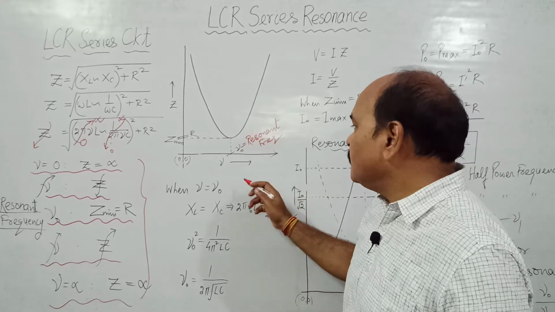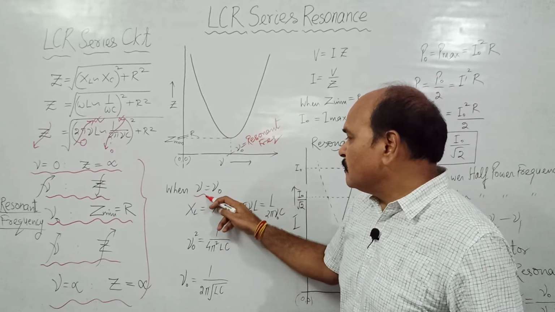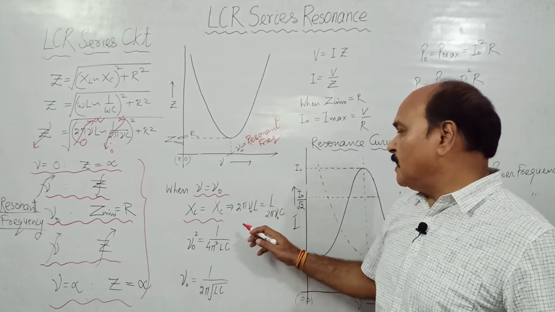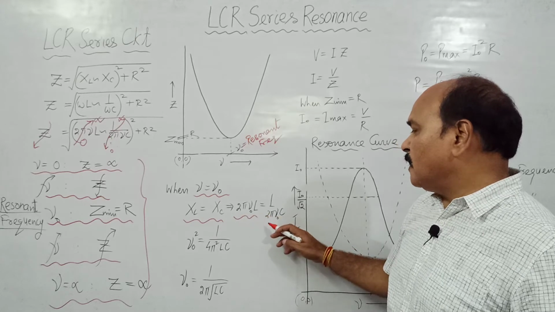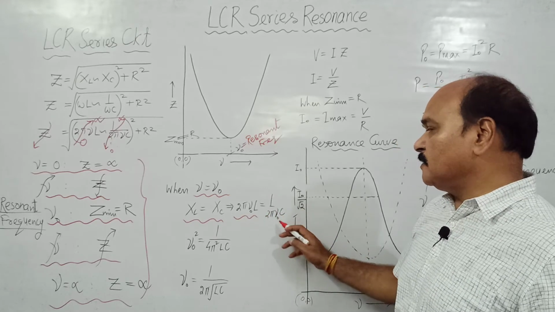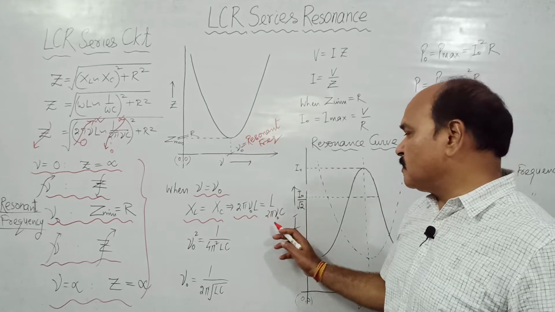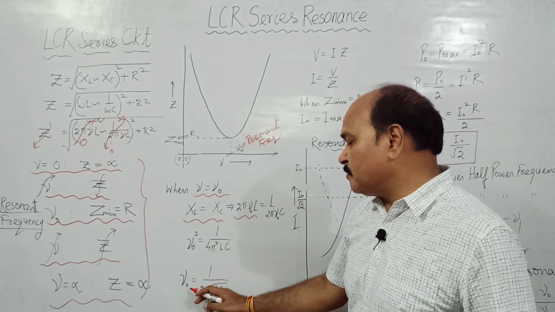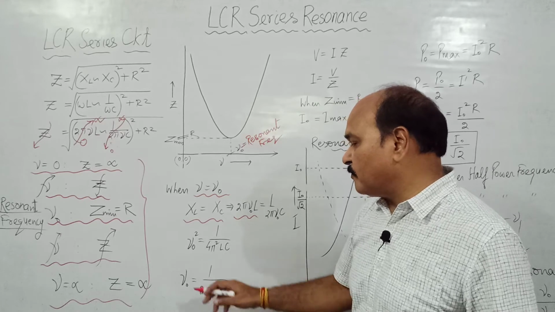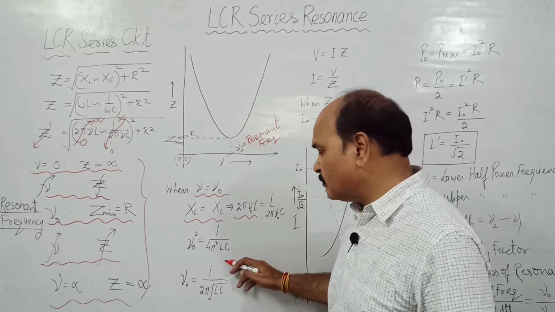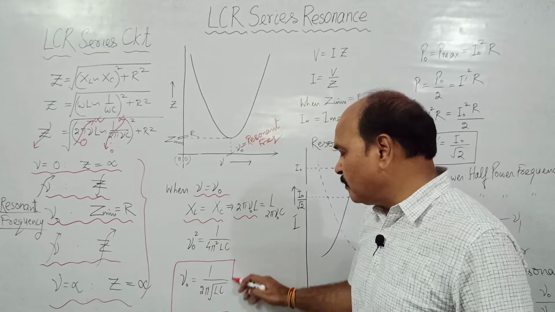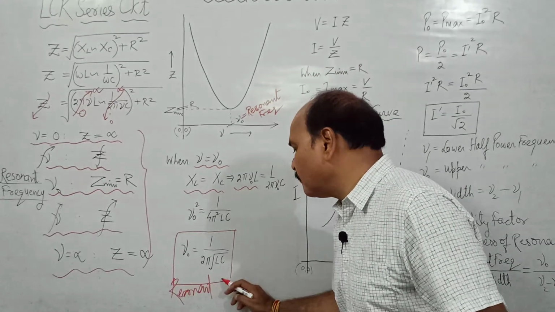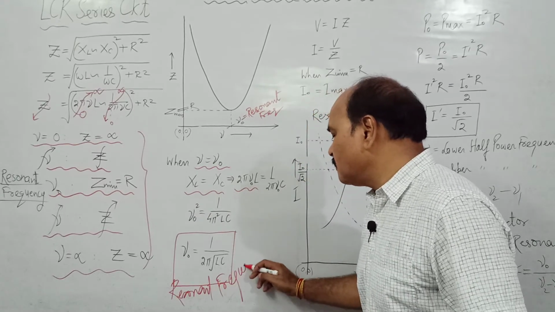And you can see when frequency is equal to resonant frequency, XL is equal to XC. What is XL? XL is 2 pi nu L, and what is XC? 1 upon 2 pi nu C. Nu is of course nu naught. What is nu naught? We get nu naught square as 1 upon 4 pi square LC. That means nu naught is equal to 1 upon 2 pi, square root of LC. This is the formula of resonant frequency.